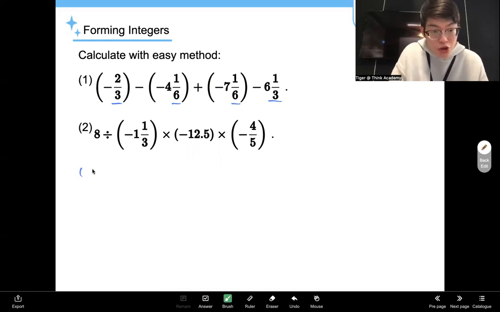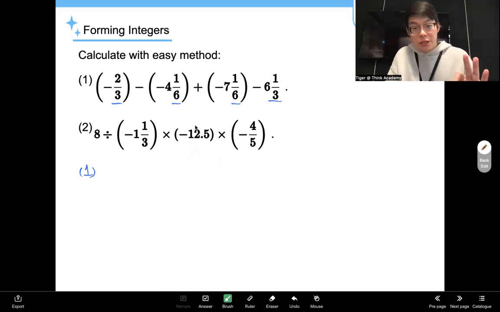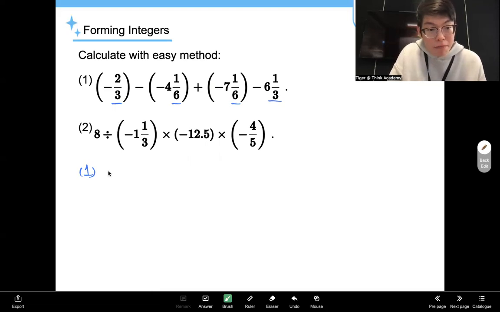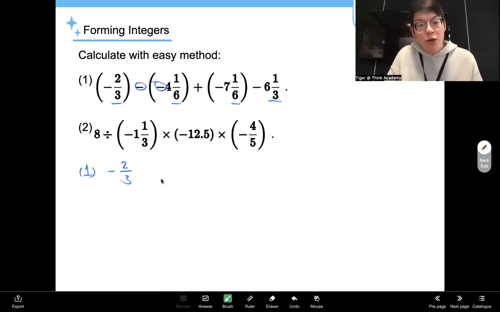So if I just try to simplify the signs or the operations first, maybe I will see it more clearly. So first of all, I have -2/3. And then I have 2 minus signs in a row, which means that it's going to turn positive. So I'm adding 4 and a 6. Next, I have a positive and a negative, which makes a negative. 2 different signs makes a negative.